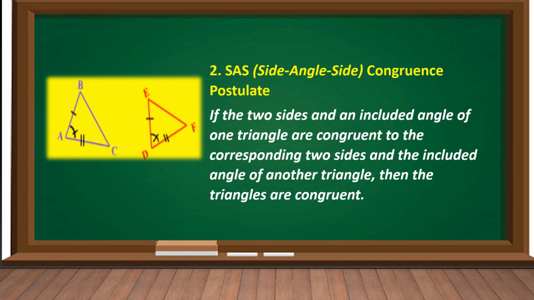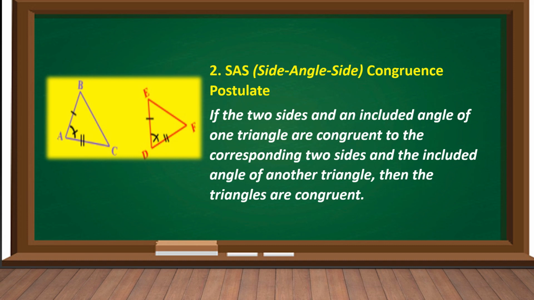Notice also that the figure shows that side AB and side DE are congruent, and the included angles A and D are also congruent, and the other side AC and side DF are also congruent. Therefore, we have the side, the included angle, and another side to be congruent.